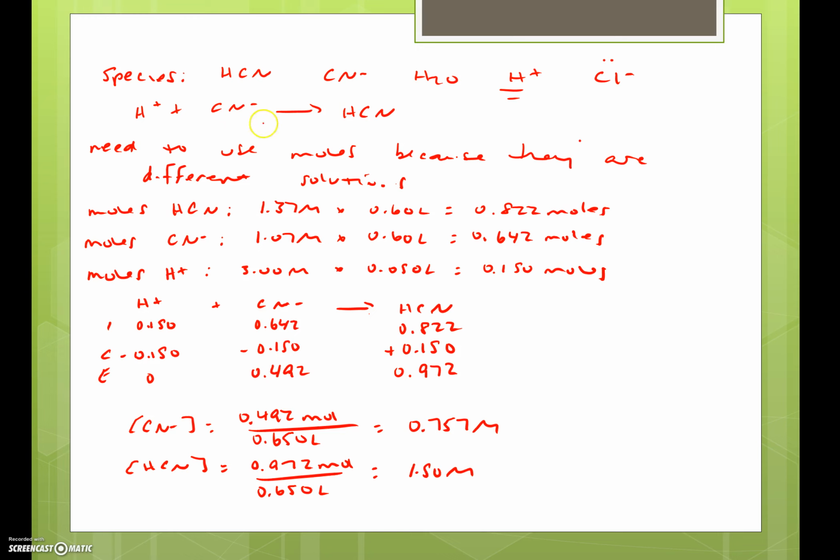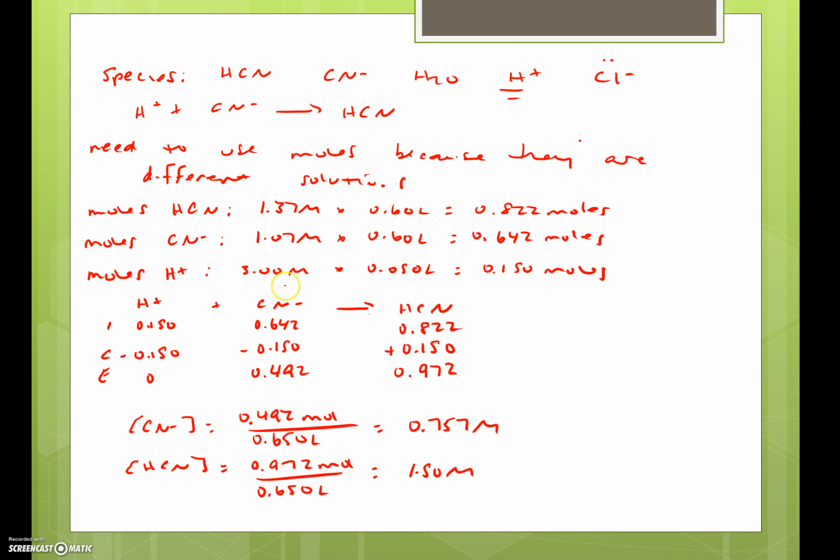So here's our reaction. Now, because we have 2 different solutions, we can't use molarities in our ice chart. We have to use moles. So for our hydrocyanic acid, we're going to take the molarity times the volume, and that's going to give us the number of moles, so 0.822 moles of hydrocyanic acid. We're going to take the concentration of the cyanide ion, multiply it by the volume, and that'll give us the moles of the cyanide ion in our buffer solution, so 0.642 moles.